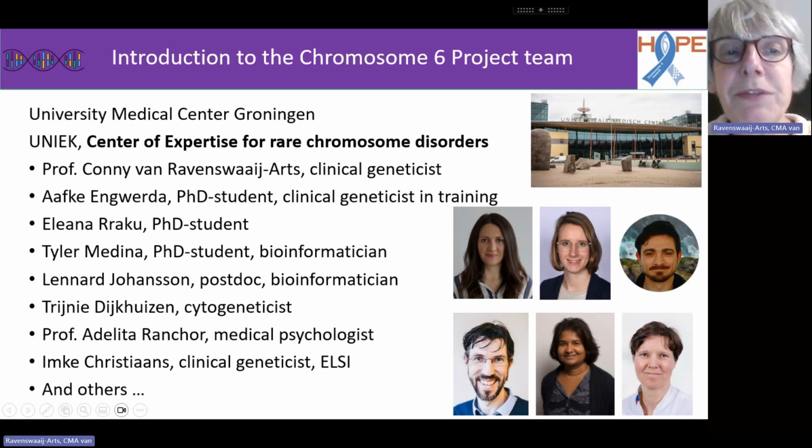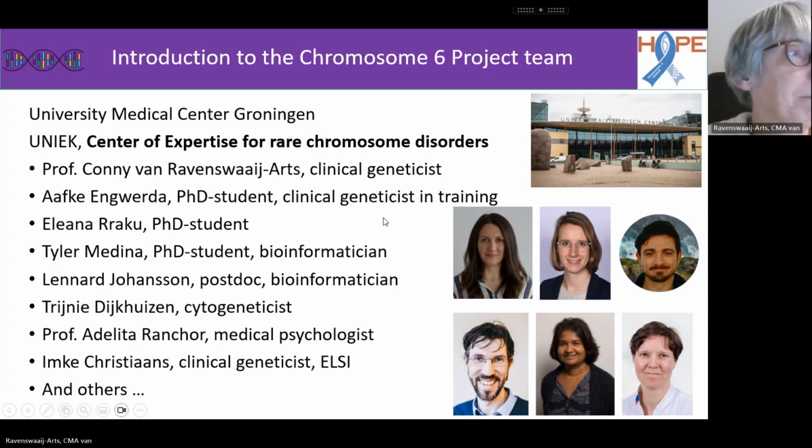In this slide, we have summarized the main members of the Chromosome 6 project team. If you want to know more about us, please watch webinar 1. That is still available at the website of the Chromosome 6 project. The project team is located at the University Medical Center Groningen in the Netherlands. This is an accredited center of expertise for rare chromosome disorders. The team consists of clinical geneticists, psychologists, bioinformaticians, and PhD students. Other medical specialists can be consulted whenever needed.